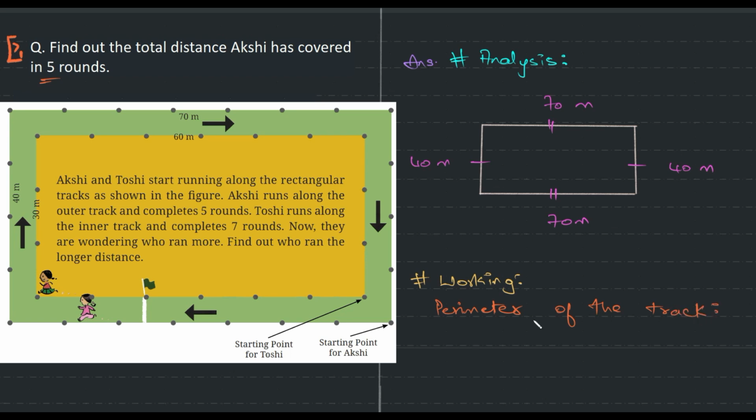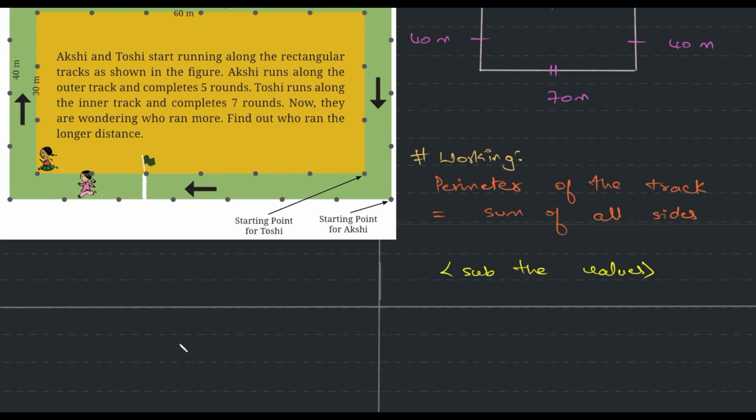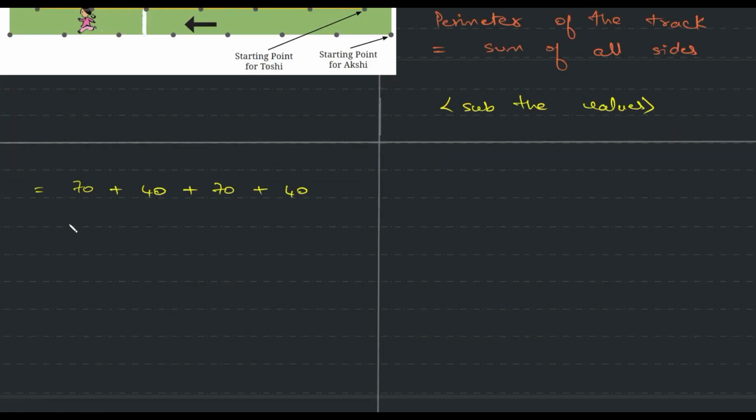Again, there are many ways of calculating this, guys. So I'll say sum of all sides. Then I'll substitute the values, thus giving us first side say 40, 40 plus 70 plus 40. And so this is 140, 180 meters.